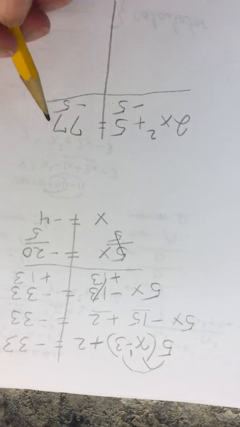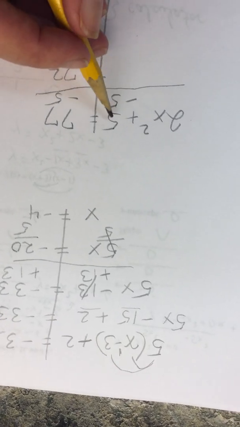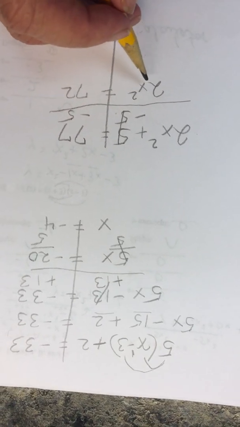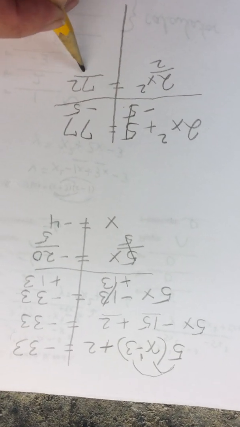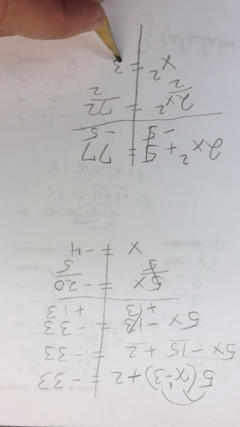So this is all just like we've been doing all along. 77 minus 5 equals 72, and then of course these cancel out, bring down the 2x squared. How do you undo multiplying by 2? You divide by 2. If you do it to one side, do it to the other side. So now this gives me x squared is equal to 36.